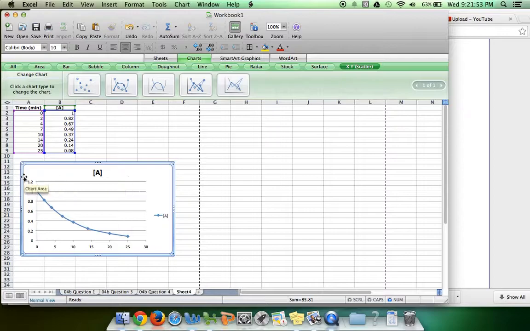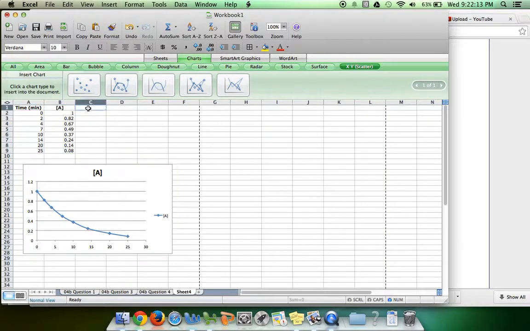Some of you might automatically say that it's first order, but it may not be first order. It could be second order, because a second order graph would look like this. It would be a steeper decay, but I can't tell visually if it's first order or second order by looking at the decay graph. So we need to make a graph of the natural log of the concentration of A.